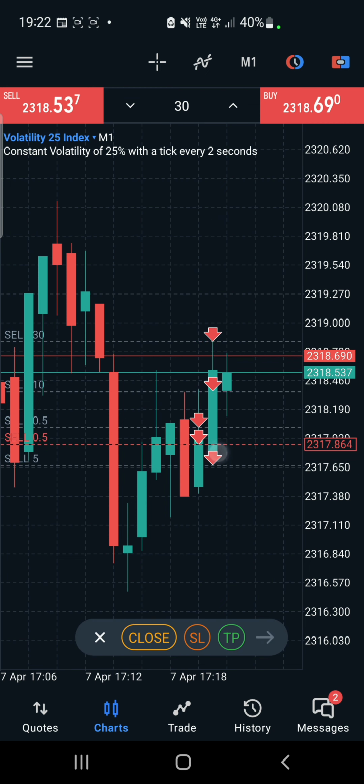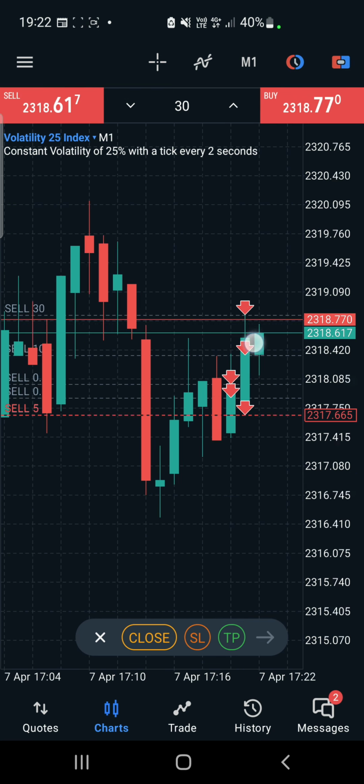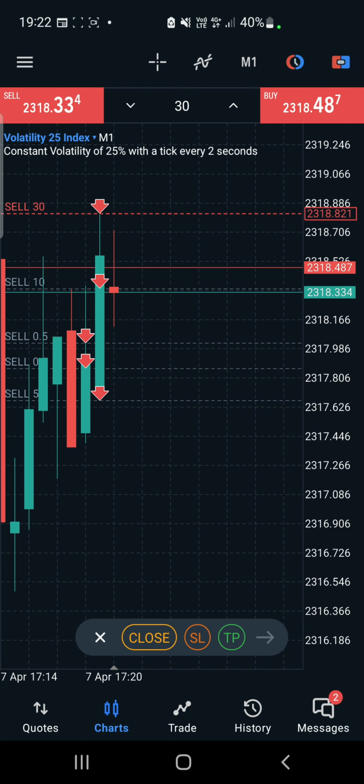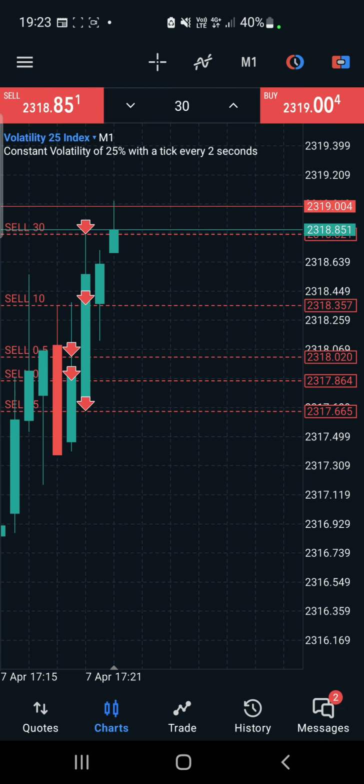If I entered here, I'd be in a big loss because if you took a position from here and it's all the way up there, I'm in a loss. But because it's below these arrows here, I'm obviously going to be in a profit. Otherwise, look how I'm in a loss at 46 cents. And look how 30 is moving.